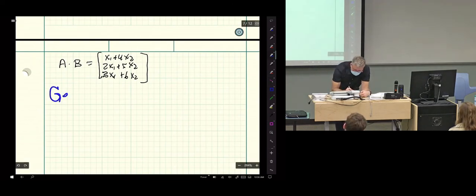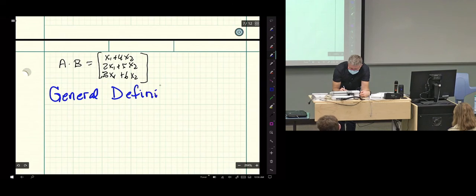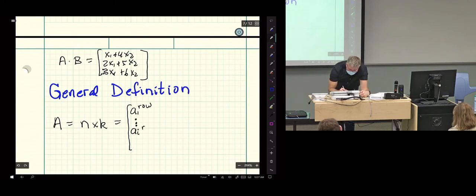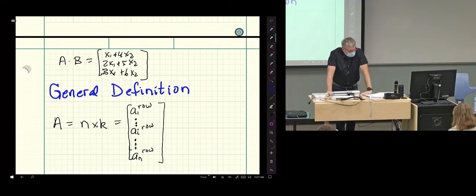So I'll do the general definition. Okay, so we'll say A is N by K. So I'm going to write that as A1 row, dot dot dot, AI row, dot dot dot, AN row. Okay.